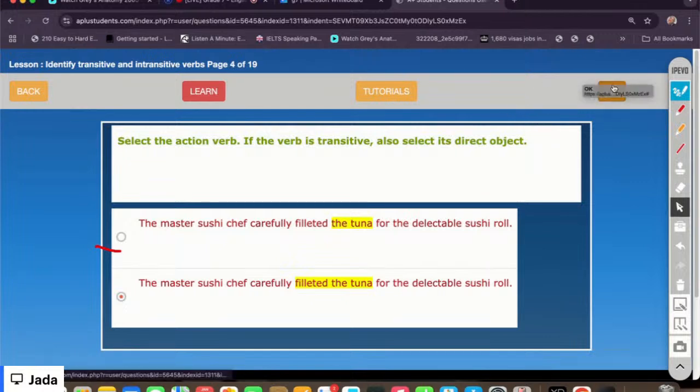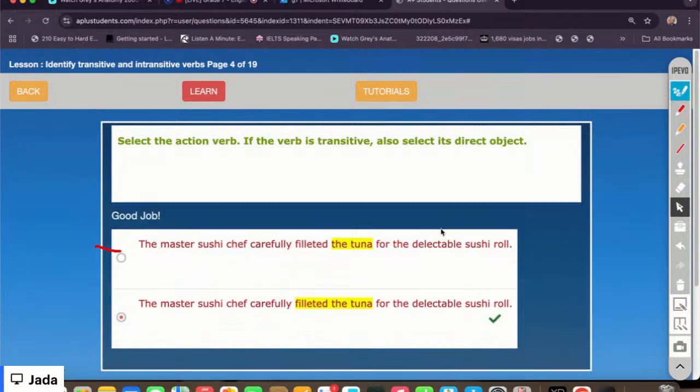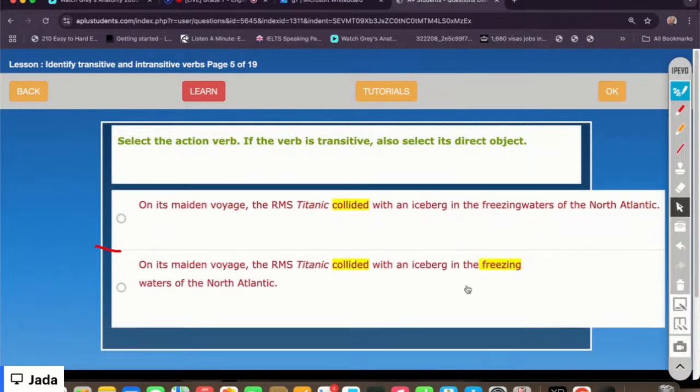Okay, so for this one, "filleted the tuna." Okay, so we have here.